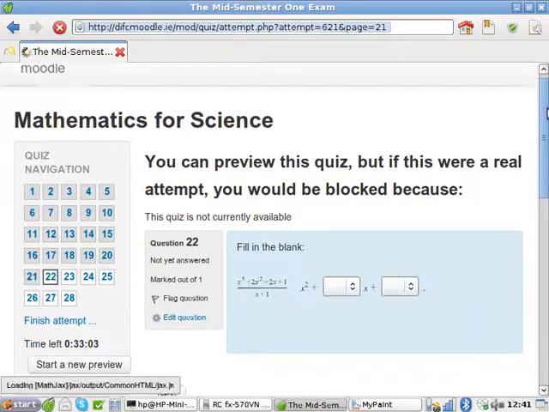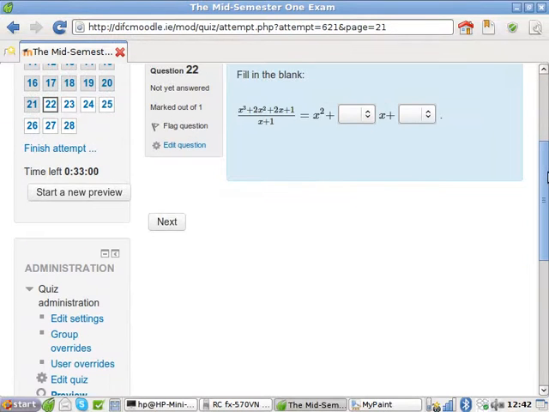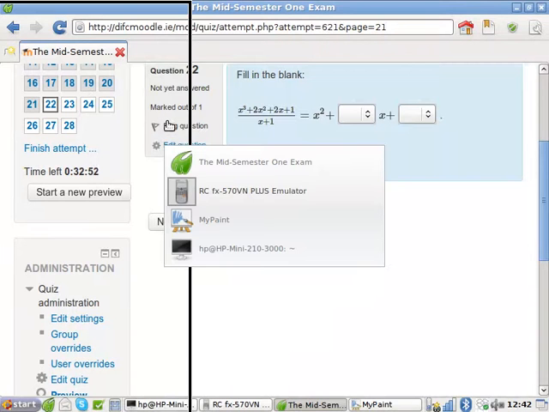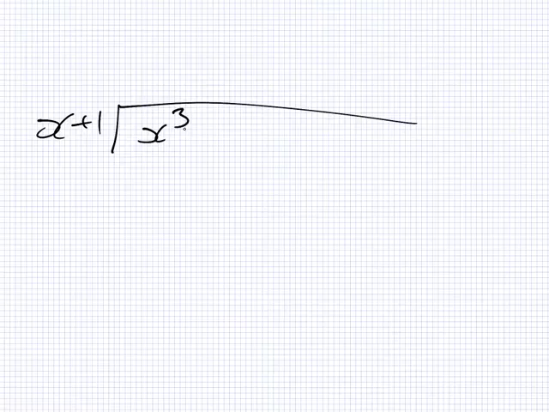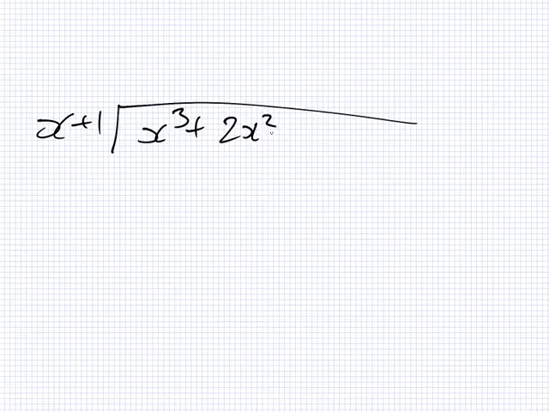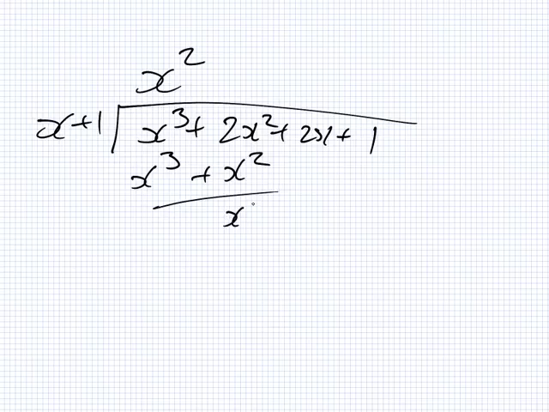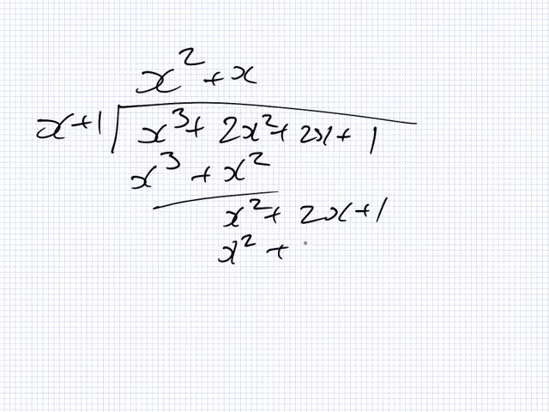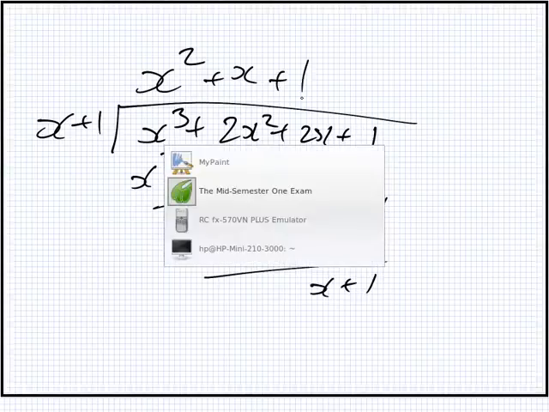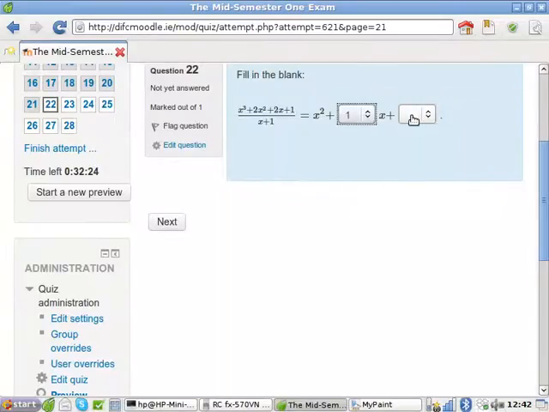Fill in the blanks. I wanted you to do a long division here. x plus 1 divided into x cubed plus 2x squared plus 2x plus 1. First I need x squared, that would be x cubed plus x squared, leaving me with x squared plus 2x plus 1. Next will be an x, that's x squared plus x, leaving me with x plus 1, and the last one's a 1. So 1 and 1, 1x and 1.